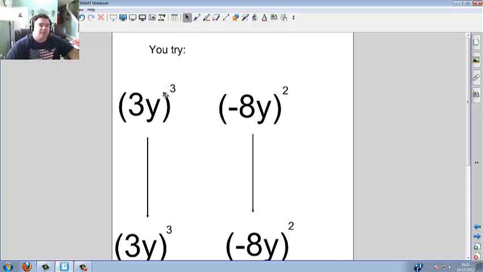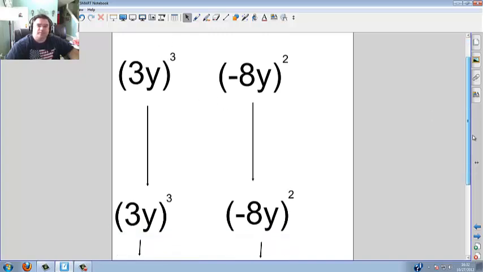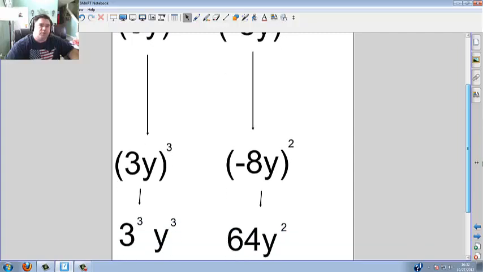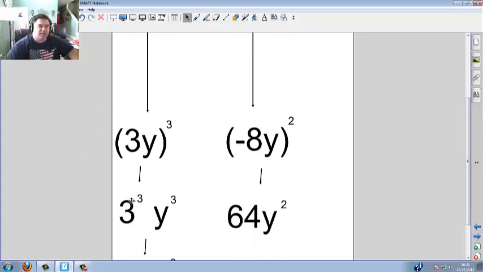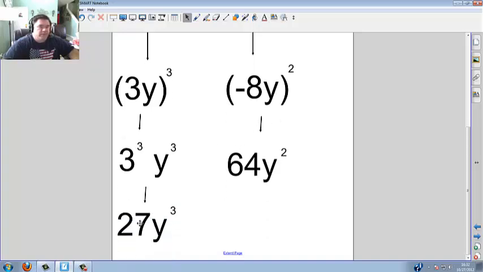Try again. Go ahead. 3y cubed means 3y, 3 times 3 times 3, y times y times y. Now you might say, wait a minute, could I just take 3y times 3y times 3y? Yes, you can. It doesn't matter which way you do it, they'll both make the same thing. And here, negative 8 squared and y squared. Notice here I have 27y cubed, which is right, and this is 64y squared, which is right.